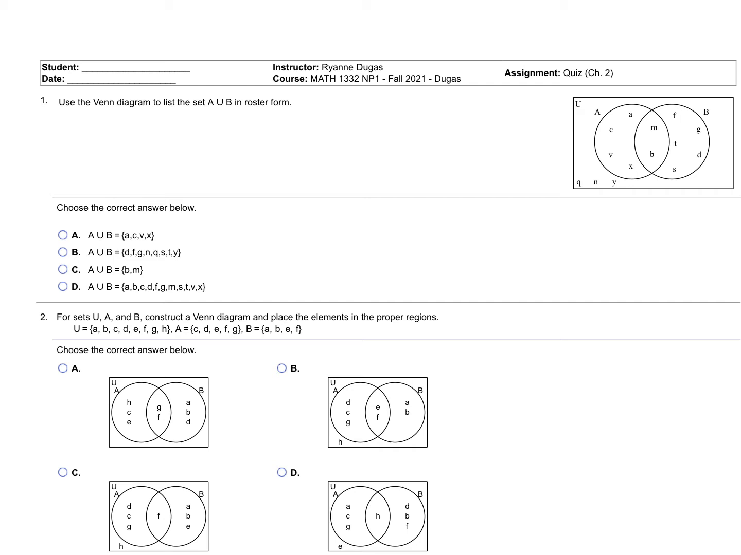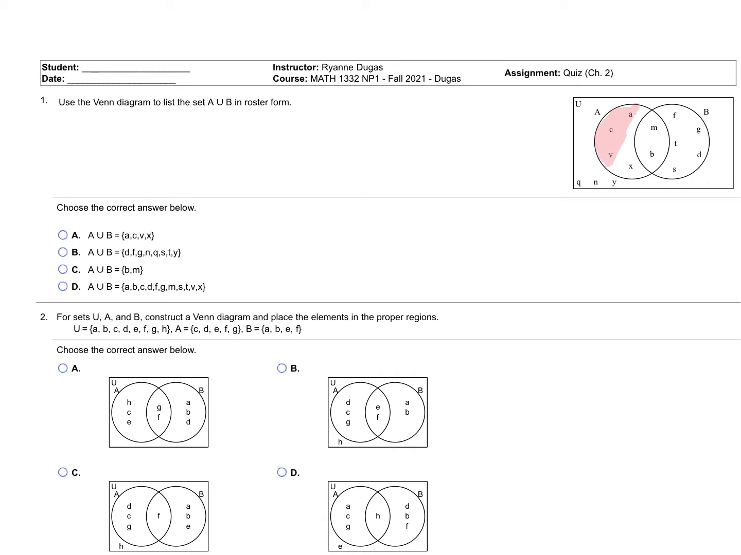Okay, so number 1: use the Venn diagram to list the set A union B in roster form. You can see that this is a multiple choice question, so we have A, B, C, or D. We want A union B, and we want roster form, meaning we want a set with curly brackets, and list all the letters that are in that set. All right, so A union B. Remember, that means or. It's anything that's in A or anything that's in B.